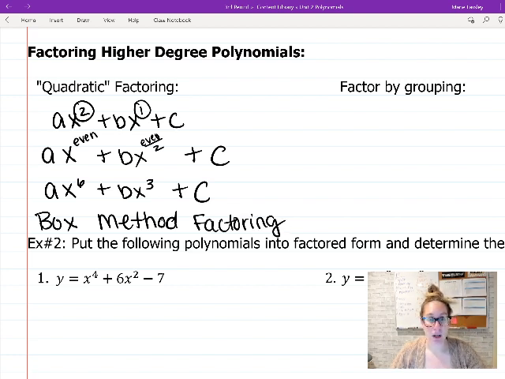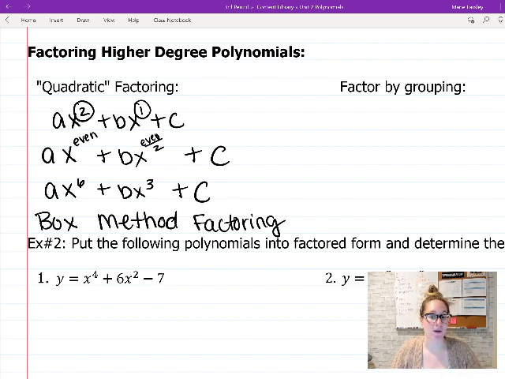All right, and it's gonna work anytime you have this pattern. So you have the highest exponent that's an even number, your next exponent is exactly half of that even number, and then you have plus or minus some constant at the end. All right, and then if that is our setup, then we can just use this box method that we use for quadratics. So let's just do the example that goes with this factoring technique.